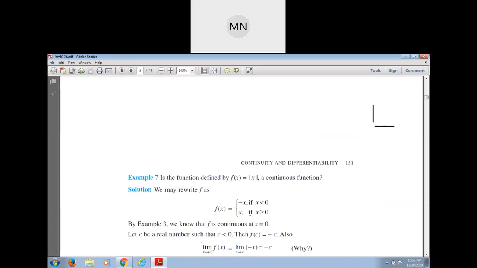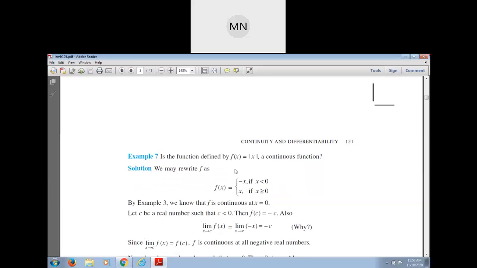Next, see this example. Is the function f of x equals mod of x, the modulus function, continuous? It has already been proved that at x equals 0, f of x is continuous. We have already checked it. The function defined as f of x equals mod of x is continuous at x equals 0.